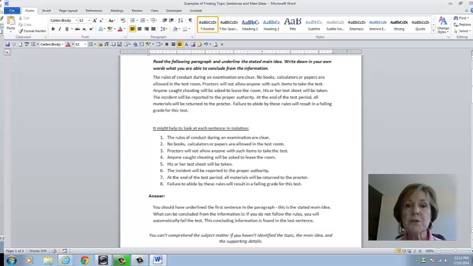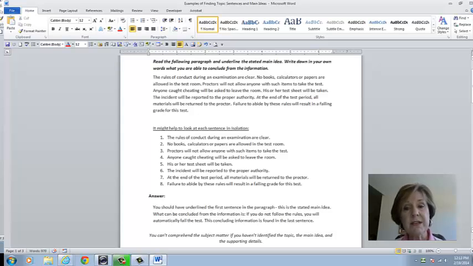So the main idea is what the author wants you to know, what the author is organizing his entire paragraph around. The topic sentence expresses that main idea, so it tells you what that main idea is. So that's how those two are related.